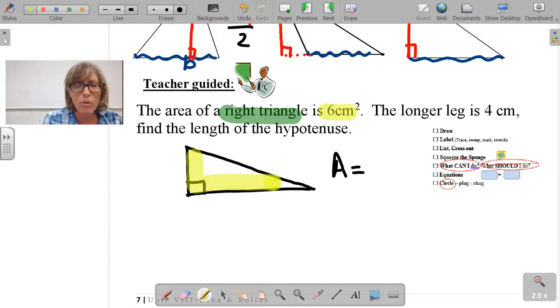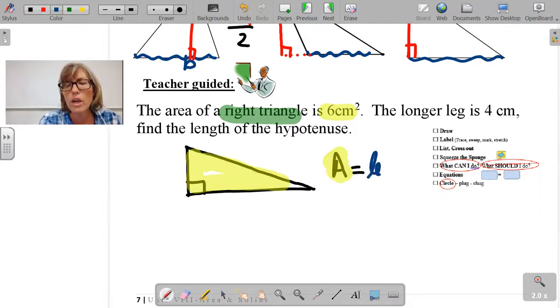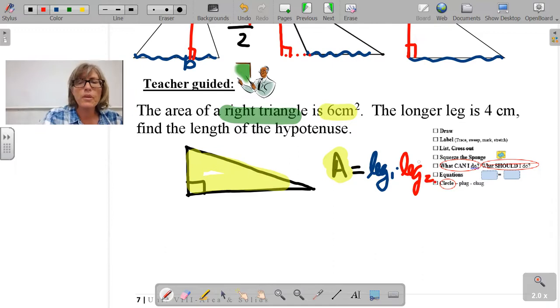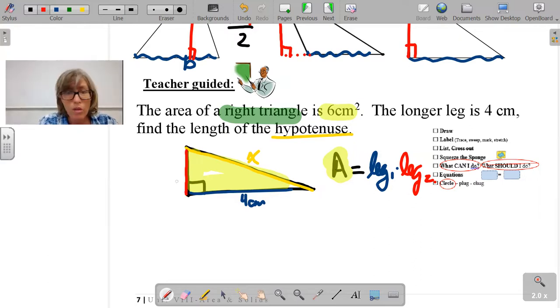So let's just draw what we have here. We have the area, which is 6 centimeters squared. It's a right triangle, so immediately we're going to write our equation as leg 1 times leg 2. The longer leg is 4 centimeters. We want to find the length of the hypotenuse. What could we do with that? That is ultimately our x. Let's look at what we can do. Obviously, we need this right here as well. We're going to call that just the other leg.